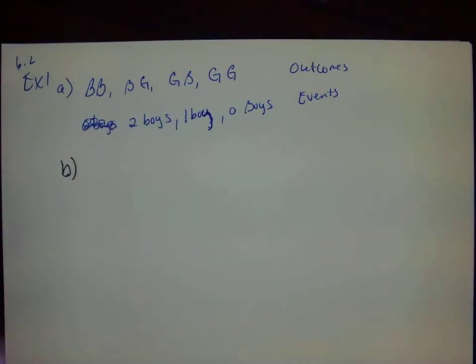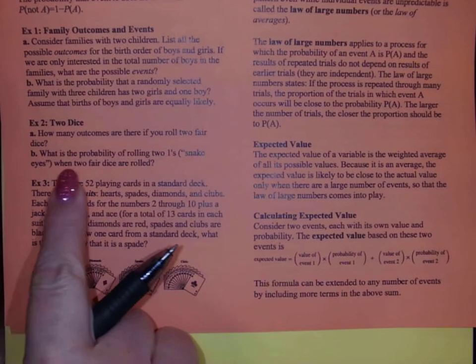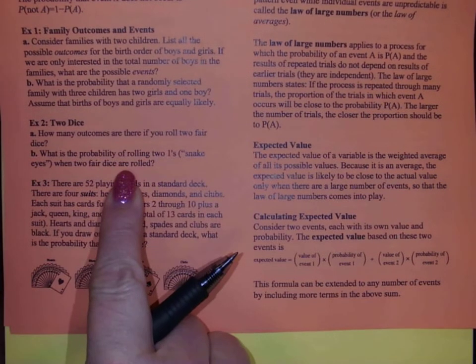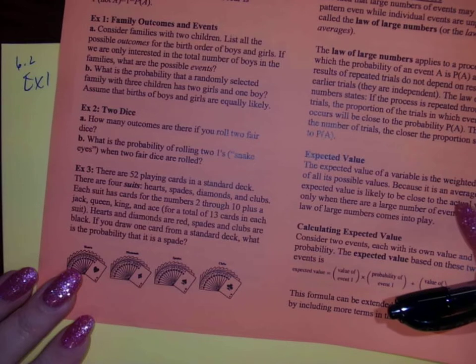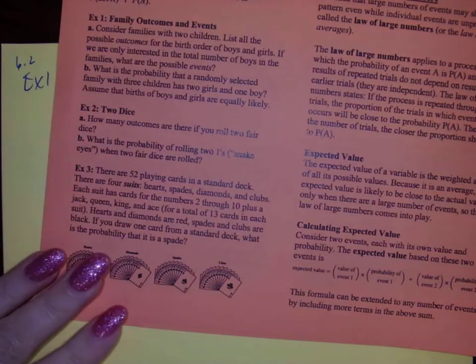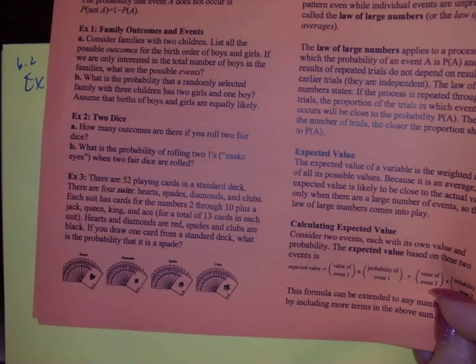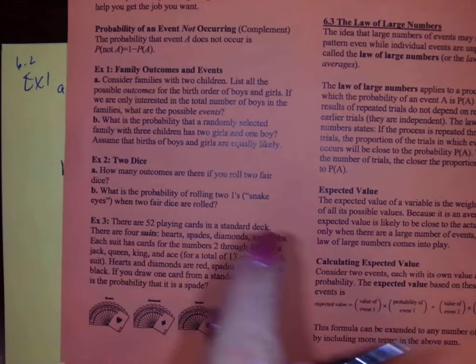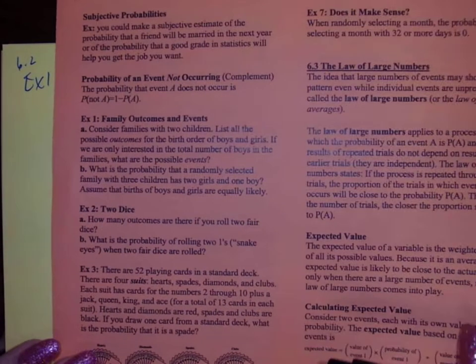So for part B, what is the probability of rolling 2 ones, snake eyes, when 2 fair dice are rolled? All right. Hang on 1 second. Okay. So if we're looking at the possibility of rolling 2, oh, that's why I'm like, what happened? I skipped a problem. We're not on that one. We'll get to the snake eyes here in a minute. I'm like, those don't match my notes.